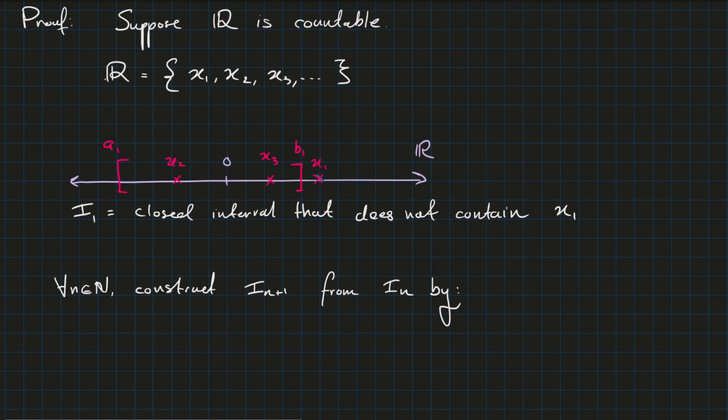Then, for all n, construct I_{n+1}. So maybe here we're saying n starts at 0. n starts at 1, maybe, for this.